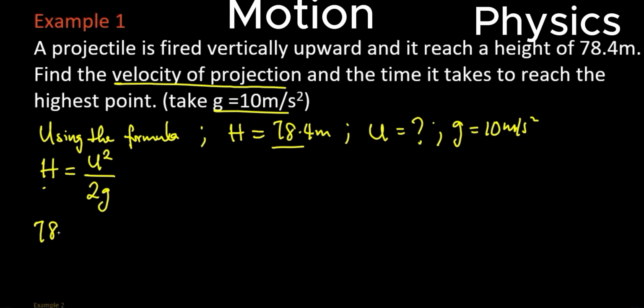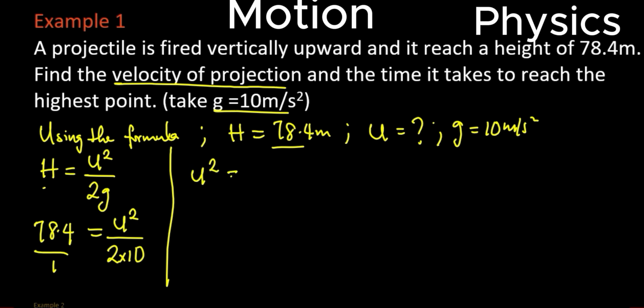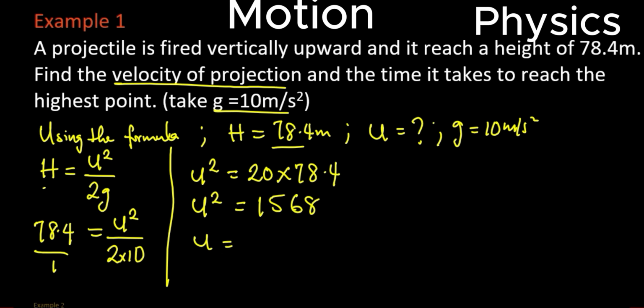So h is 78.4, which is equal to u squared over 2 times 10. u squared is equal to, we cross multiply, 20 times 78.4, which is 1568. So u is equal to the square root of 1568. So we get the final answer for u to be 39.6 meters per second.